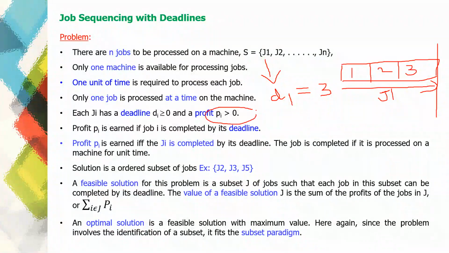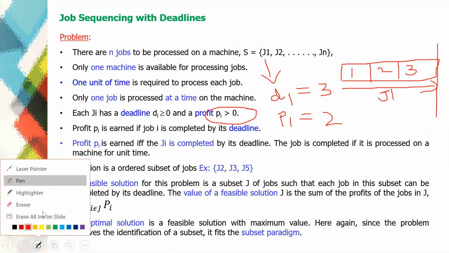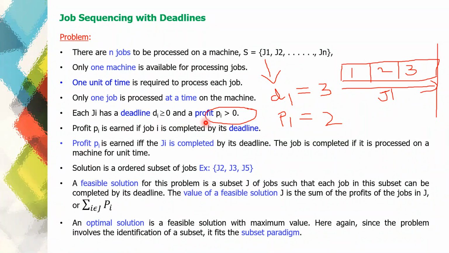earn a profit, Pi. So for job 1, there will be a deadline, and if job 1 completes its execution before this deadline, then you'll be able to earn the profit. The profit may be 2 or some integer number. So each Ji will be associated with a deadline and with a profit, and profit is earned if the job is completed before its deadline.